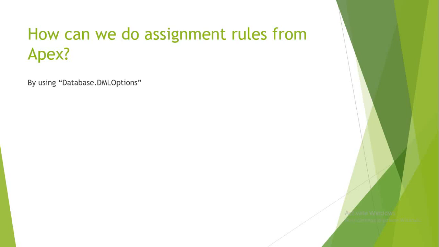To run these assignment rules from the user interface, you can see the checkbox on the user interface when creating your records, right? On case or lead. But from Apex, you don't have that option. Whenever you want to fire these assignment rules, you have to use DML options while creating case or leads from Apex. Let's see how we can do that.